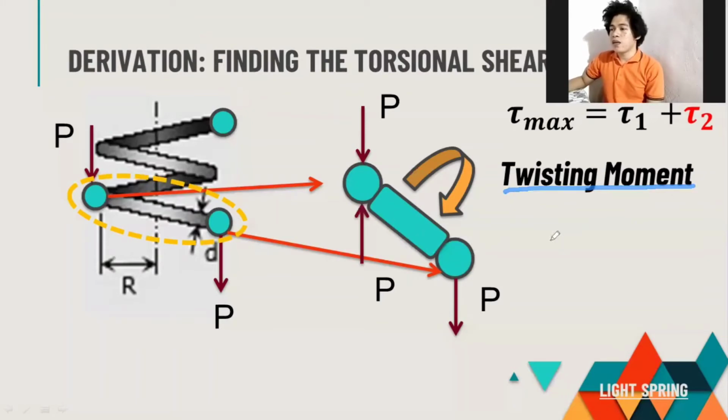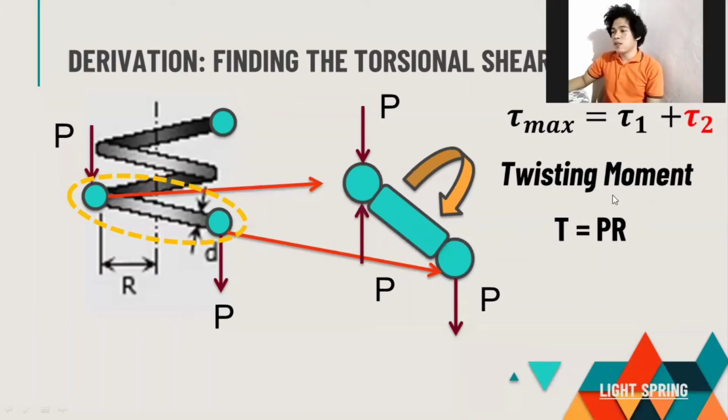Okay, so what is our formula for twisting moment? For the torque, torque is equal to P times its perpendicular distance. Since it is a twisting moment, our moment is force times its perpendicular distance. So, torsion or torque is a twisting moment.